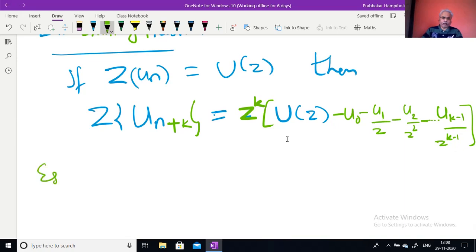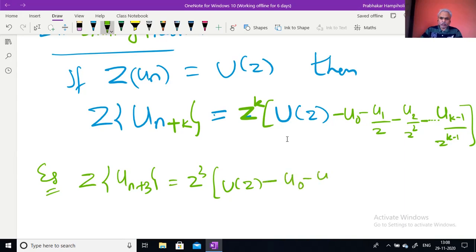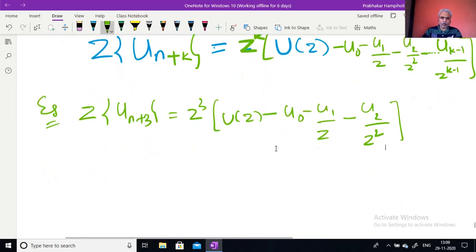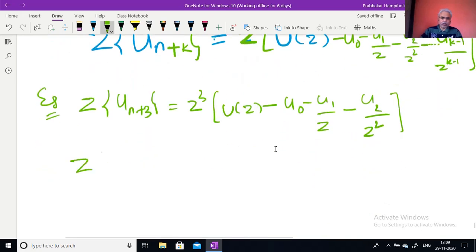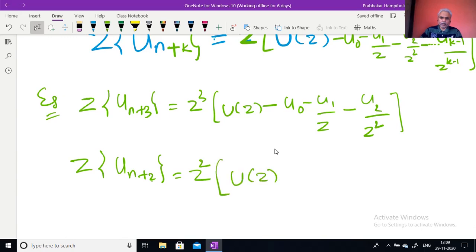So the z transformation of, for example, un plus 3: z cube times the function u of z, you have to go on subtracting u naught, u1 by z, u2 by z square. Stop there, because if it is 3, you have to stop one less than that. Now un plus 2: z square times the original function u of z minus u naught minus u1 by z. If it is 2, you have to stop at 1. Stop it here.